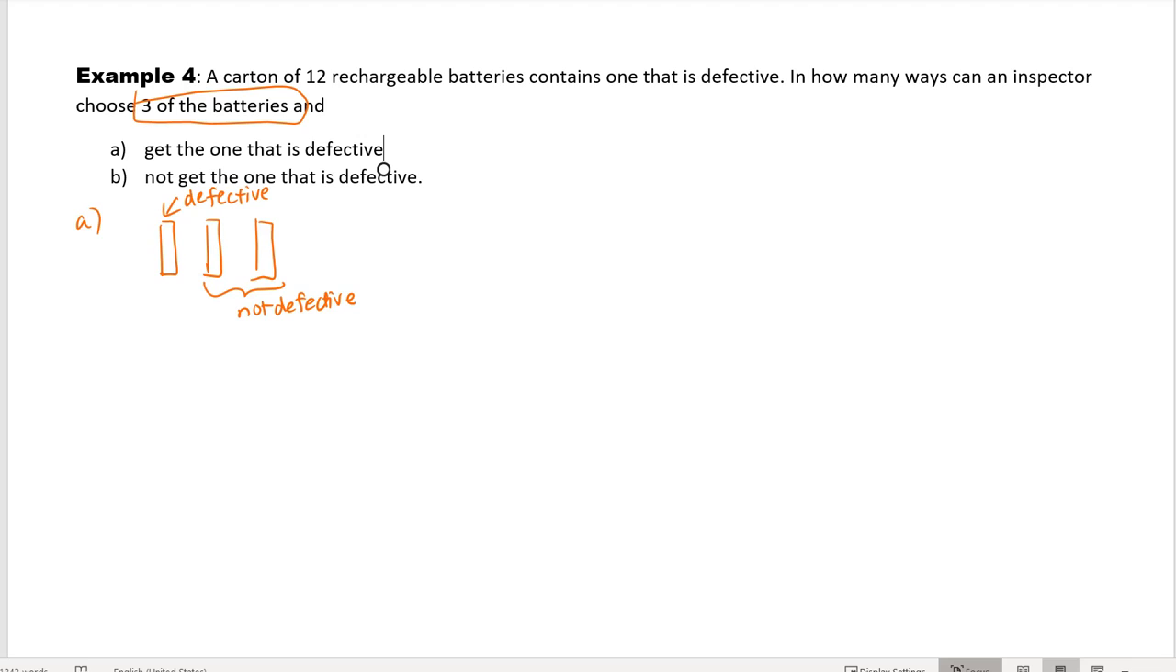Okay, the order does not matter, right? So here we have the total of 12 rechargeable batteries, of which 1 is defective. So for the defective one, there's only one choice. And here we have 11 not defective batteries, and we want to pick 2 of them. So that's why we have 11 choose 2. So 11, we count down, that's 10, and then divided by 2. This is 5, so 55. This is part A.